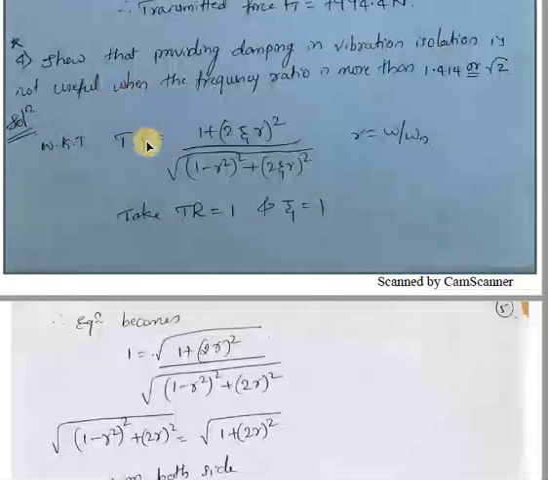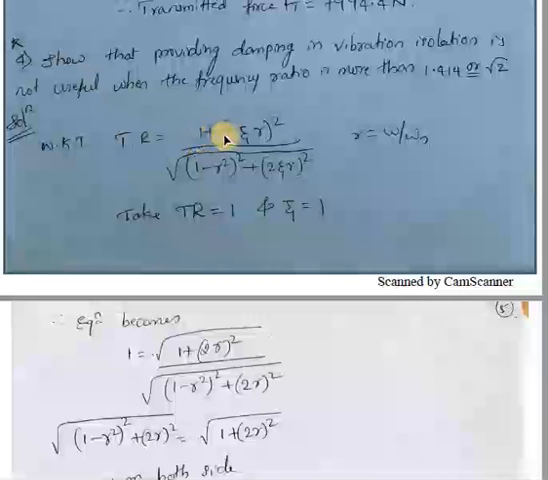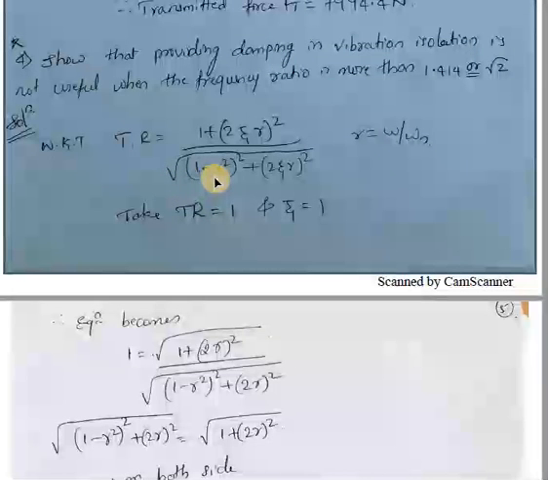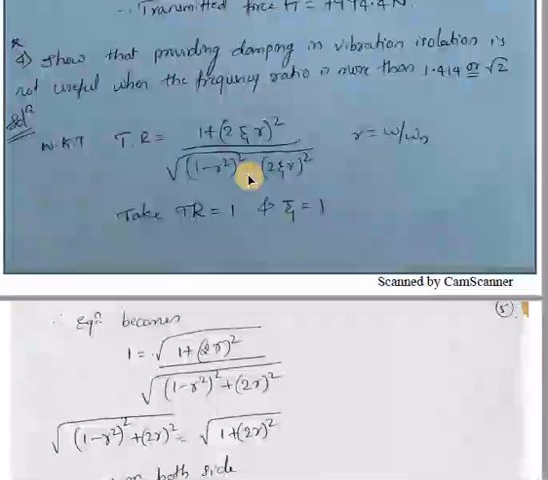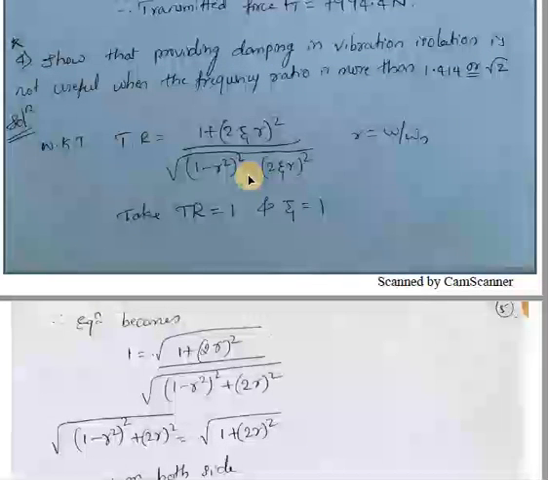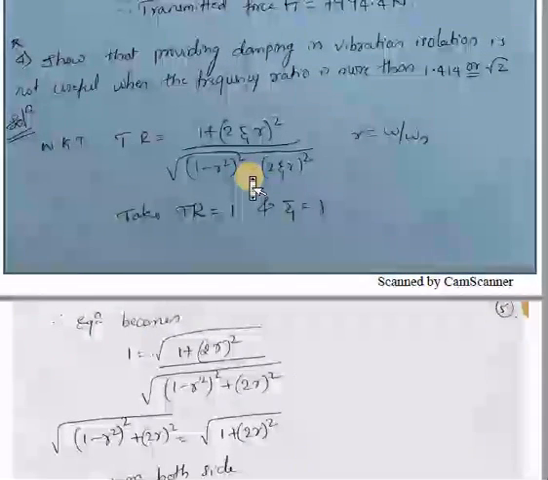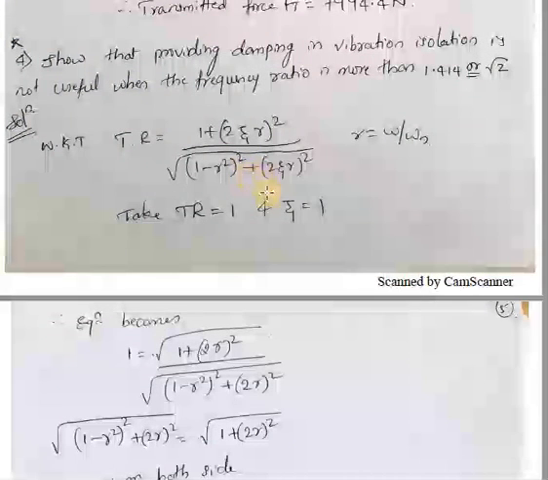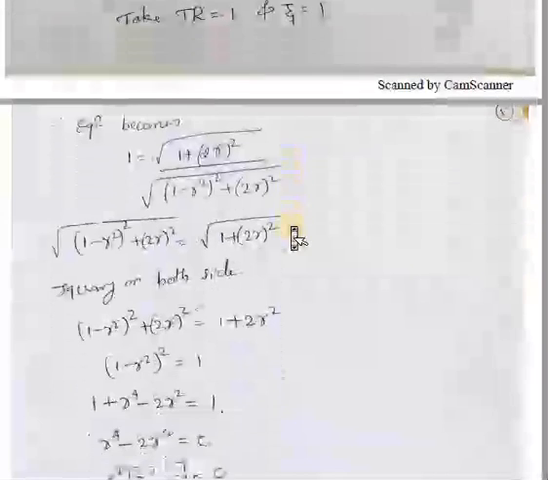So TR is given by root of 1 plus (2 zeta R) whole square, divided by root of (1 minus R square) whole square plus (2 zeta R) whole square, where this R is omega by omega n. And we have to assume that TR, the transmission ratio, is 1 and zeta is 1.